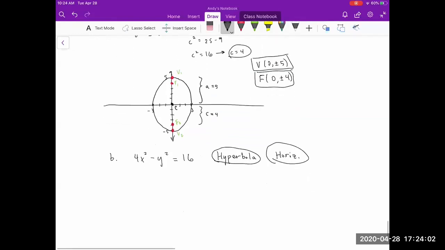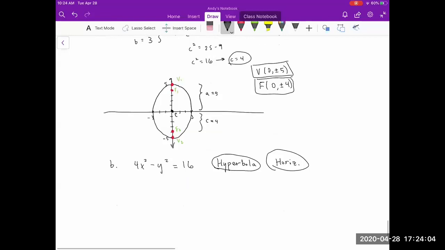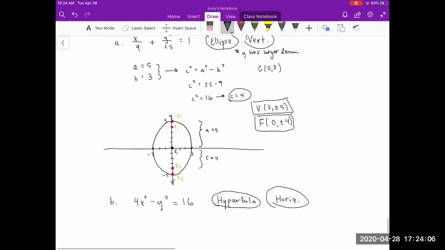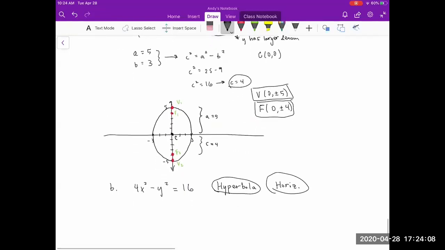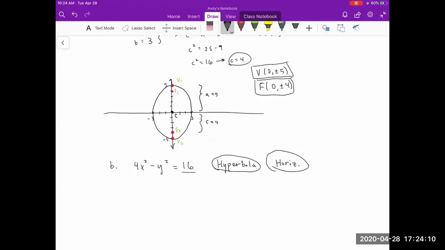Good. Now to get it in the form we like, that's the only problem here, as opposed to A, which was already in the form we like. So the form we like is where 1 is on one side. So to make this a 1, we can divide through by 16. There's some cancellation, and we get x squared over 4 minus y squared over 16 is equal to 1. Good.